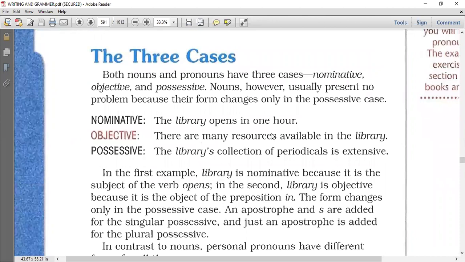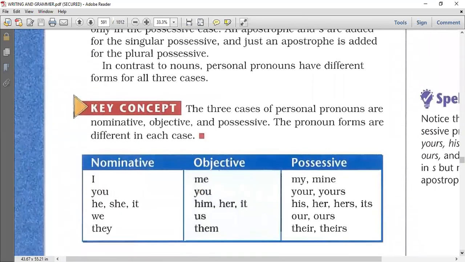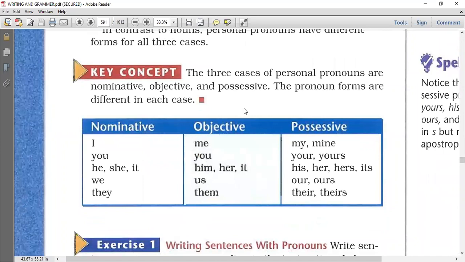As you can see here, nominative, and it's the subject. The library, we talk about nouns here. The word library here is the subject. There are many resources available in the library. It's an object here, object of a preposition. Possessive, the library's collection. Here it's possessive. We have apostrophe S and sometimes apostrophe only when the noun is plural. We talk about nouns here. Okay, let's move to pronouns.